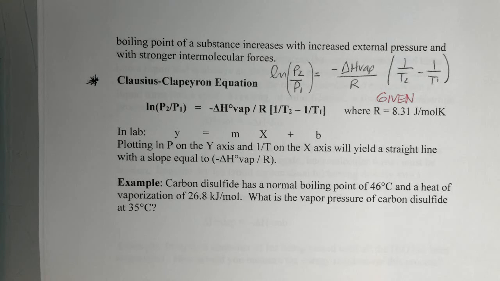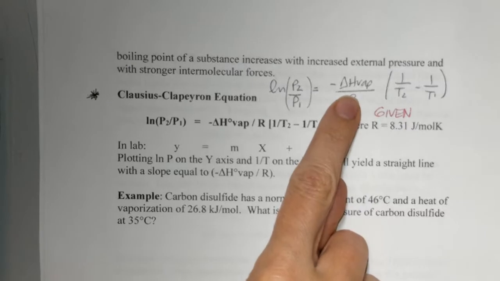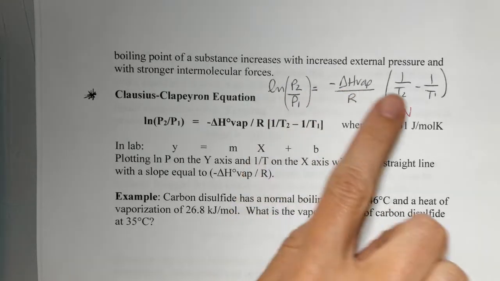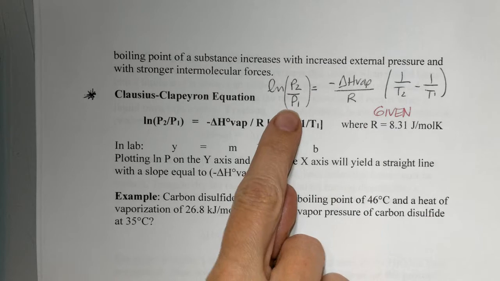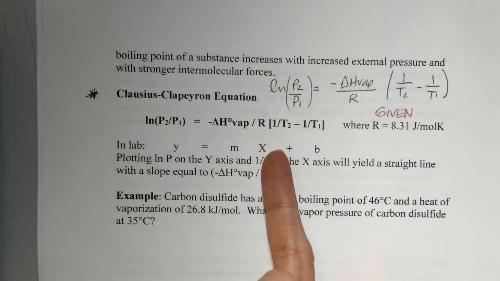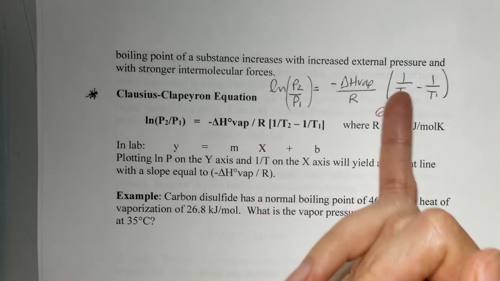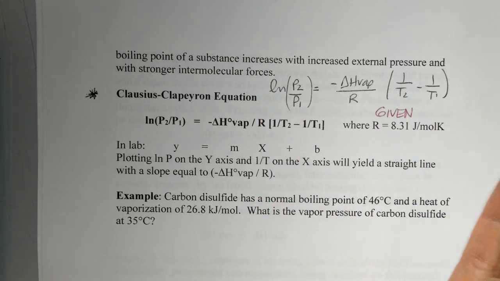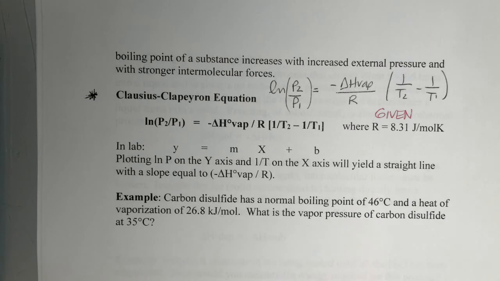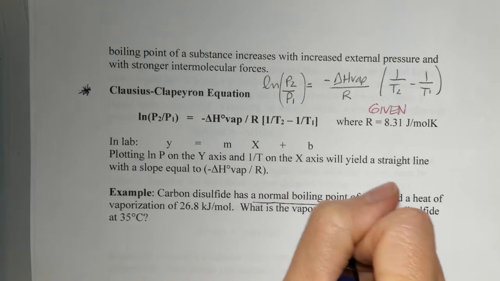But in lecture, we are going to do one of two things. If we know the heat of vaporization and we know the pressure of the gas at a certain temperature, we can solve for the pressure at a different temperature. Or if we know the vapor pressure of a certain liquid at two different temperatures, then we can solve for the heat of vaporization. Okay, so we've got carbon disulfide, CS2, has a normal boiling point, right?